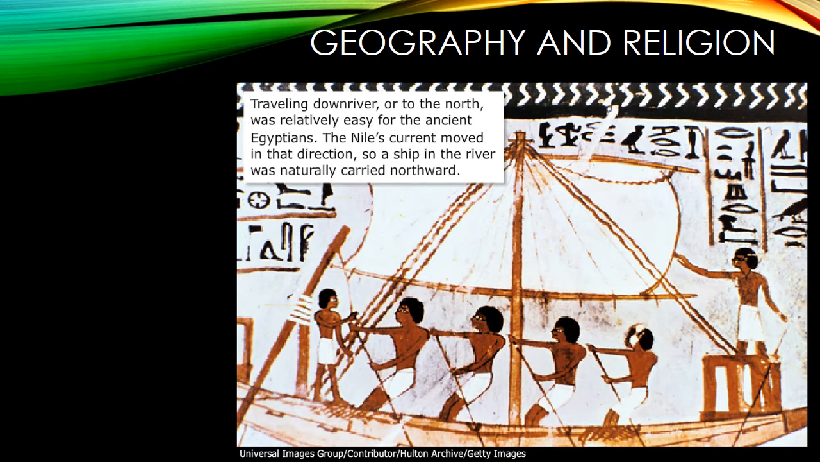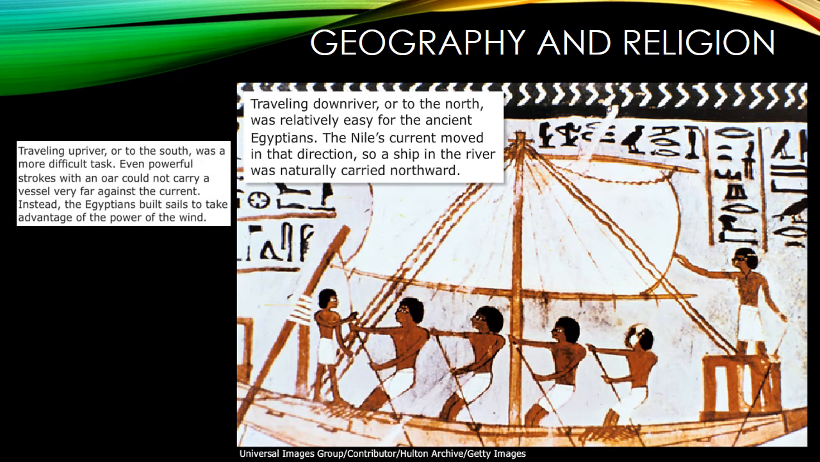So let's talk about how they actually used the Nile for travel. Traveling downriver or to the north was relatively easy for the ancient Egyptians. The Nile's current moved in that direction, so a ship in the river was naturally carried northward. Traveling upriver or to the south was a more difficult task. Even powerful strokes with an oar could not carry a vessel very far against the current. Instead, the Egyptians built sails to take advantage of the power of the wind. Again, remember I said necessity is the mother of all invention. It was necessary for sails to be invented, and so they did so. So we're already seeing the innovativeness of these ancient Egyptians.